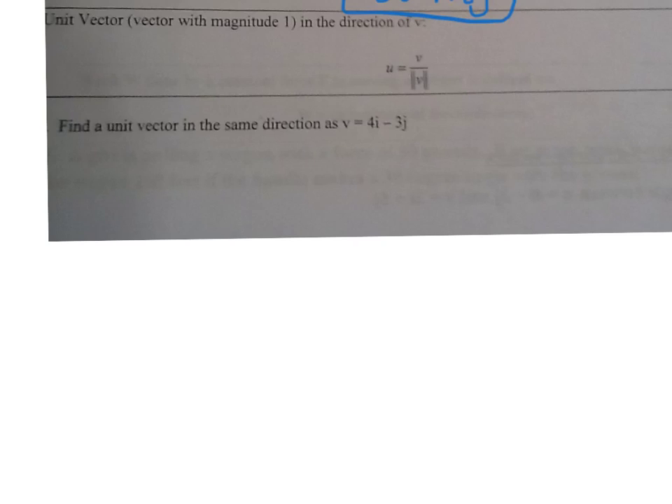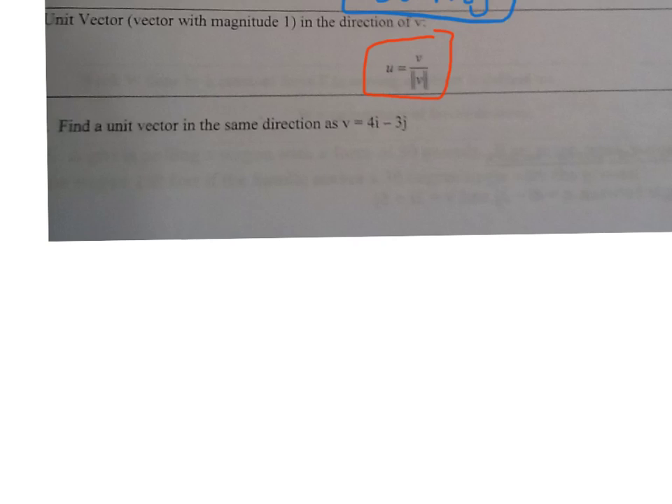Now, the unit vector, what that means is the vector has magnitude 1 in the direction of some given vector v. Okay, now, there's a cute little way to find it. If you can memorize that, it's really not so bad. It would be the vector itself over its magnitude. That's going to give you a unit vector of magnitude 1 in the same direction.